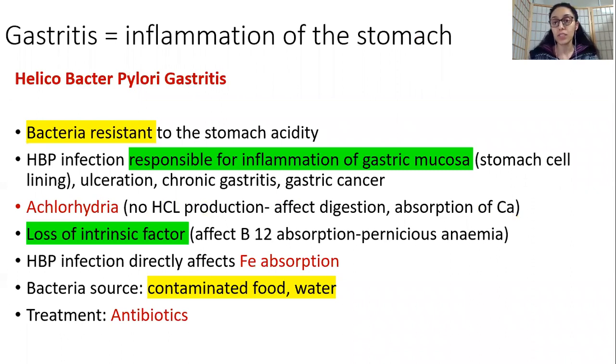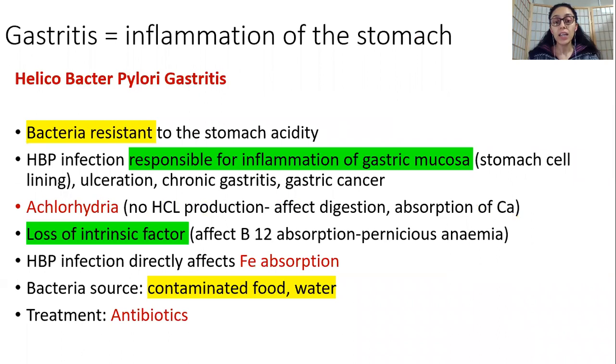So gastritis. So basically what is gastritis? It is inflammation of the inner lining of the stomach. And why does this happen? One of the key reasons being infection by Helicobacter pylori. All right, so this is a bacterial infection. This bacteria is resistant to your stomach acidity, and therefore it can keep growing. This infection is the one which is responsible for inflammation of the gastric lining.